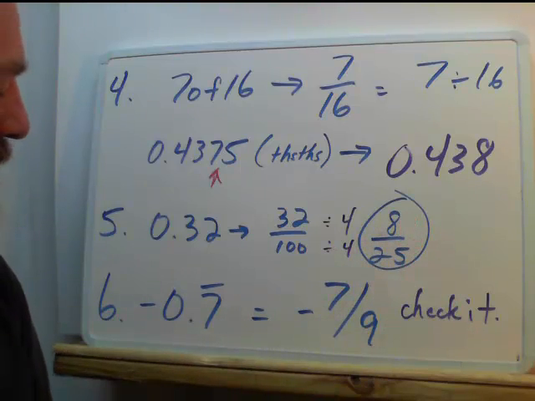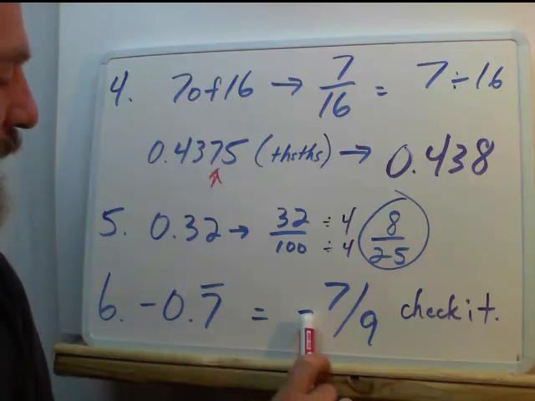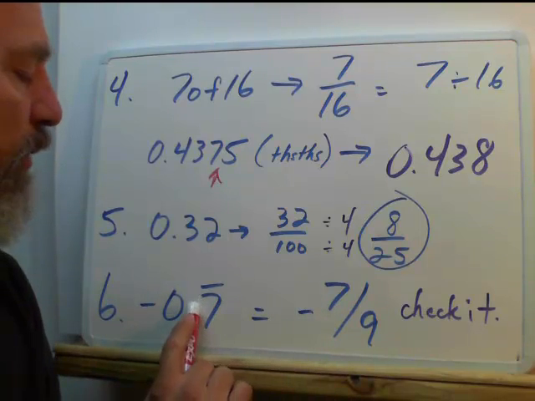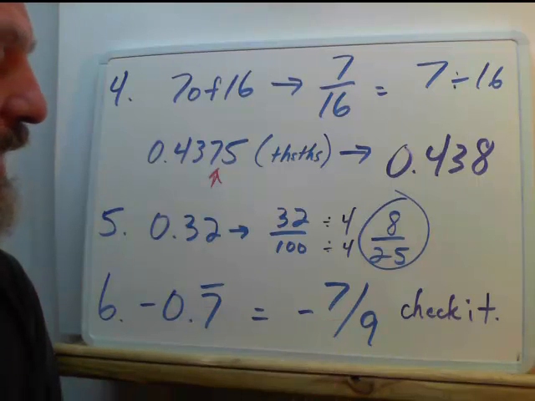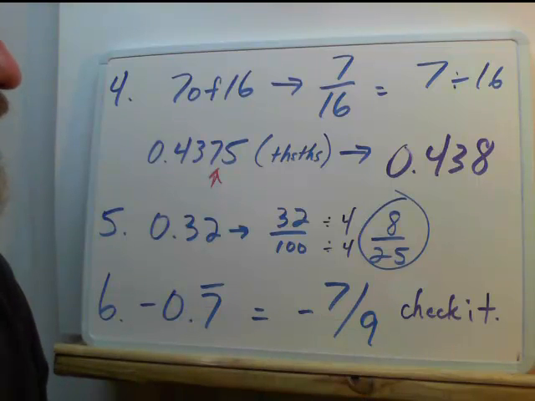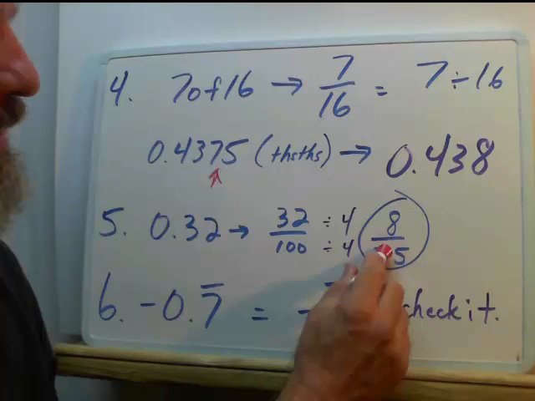Number 6, again we have a negative number, so put the negative sign right away. And notice it's 0.7 or 7/10 repeating. And remember, that's something we can just memorize, 7 over 9. So it's -7/9.